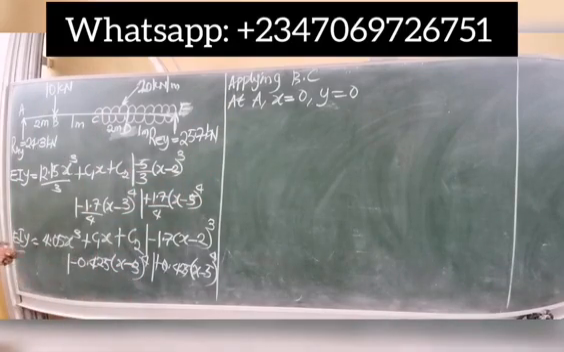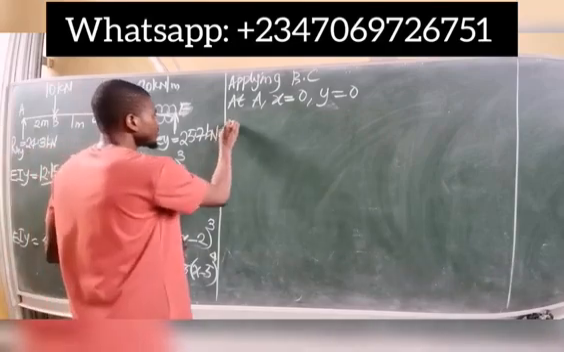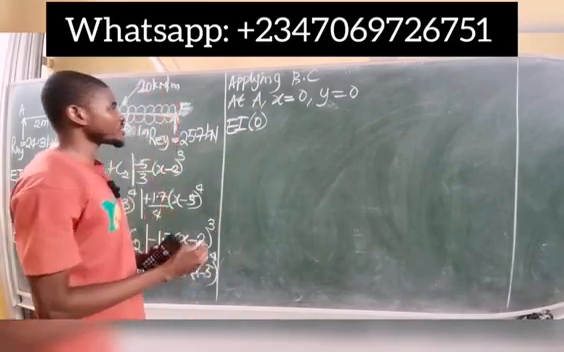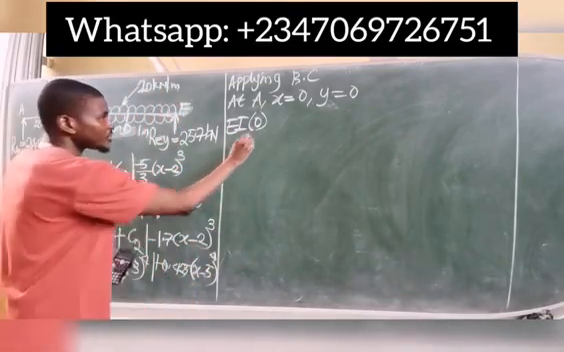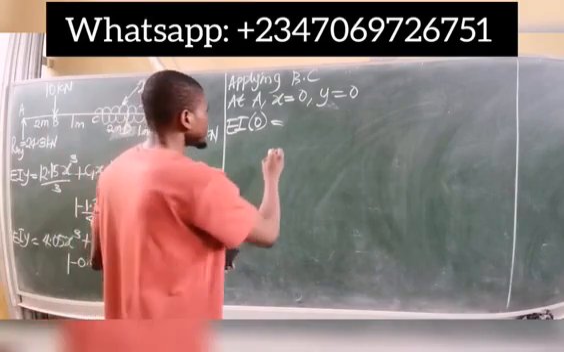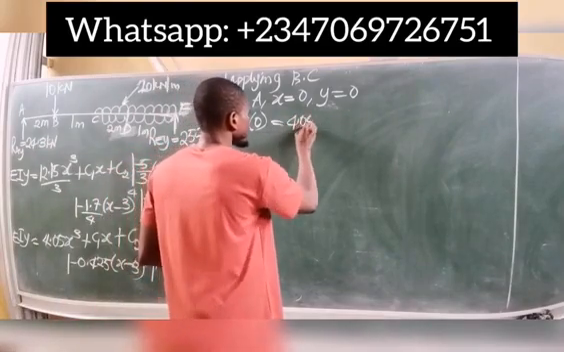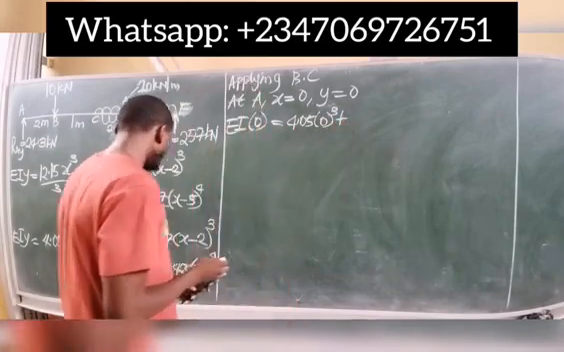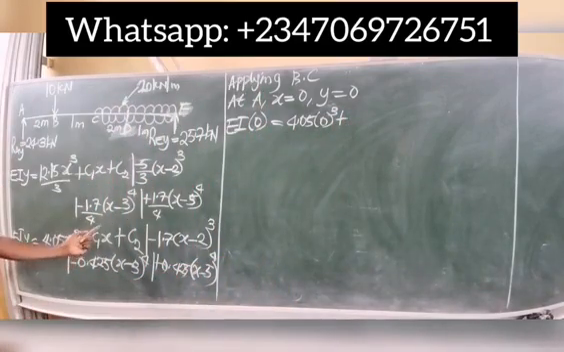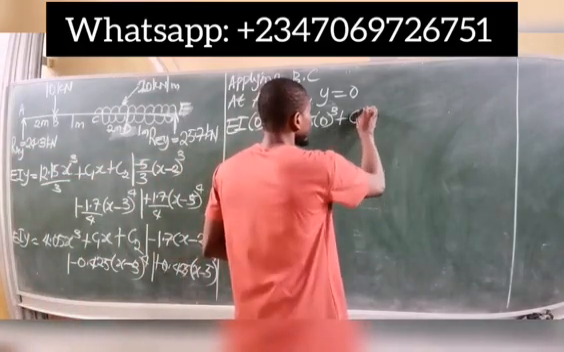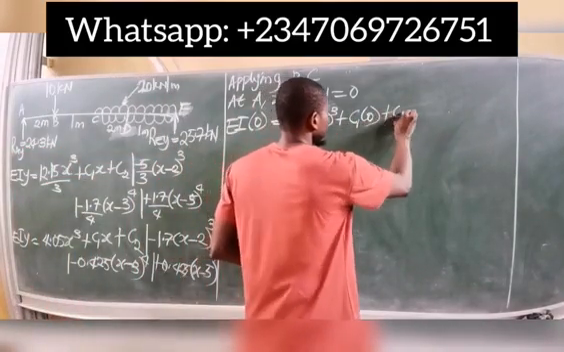So we have EIy, that's simply EI, and in place of y we put in the value 0. This is now equal to 4.05x cubed. In place of x, we put in the value 0, that's 4.05 times 0 all cubed, plus C1x. In place of x, put in 0. That becomes plus C1 into 0 plus C2.